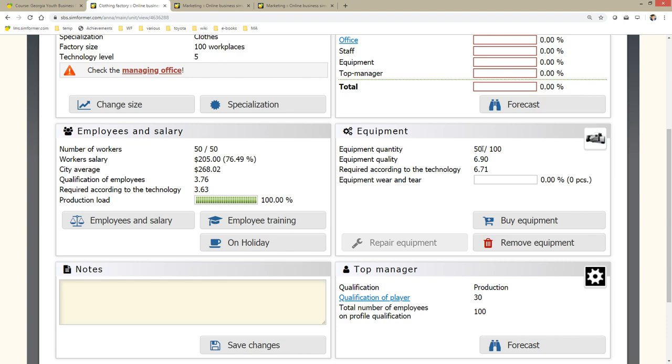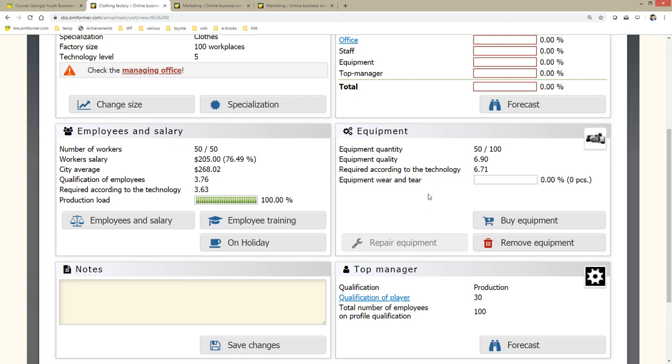Equipment. Something that you require. Just because you have 100 workplaces doesn't mean you will have to fill them up right straight out. You can do that later. As you can see, equipment quality is seen here. What is required can be seen here, required by technology to be precise. Also, equipment wear and tear is also present, so be careful.